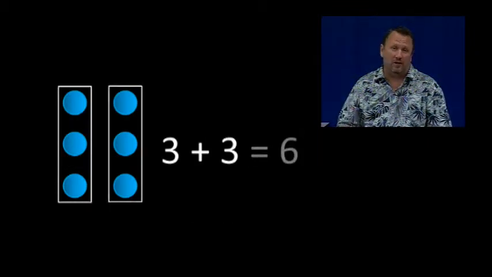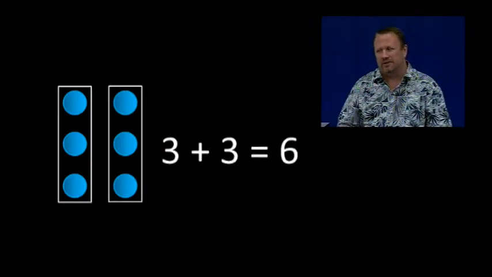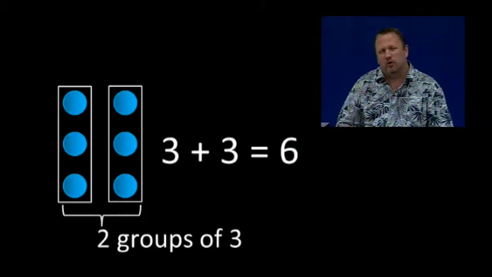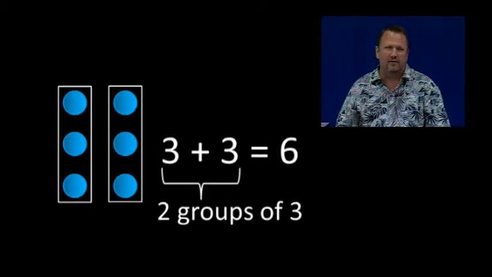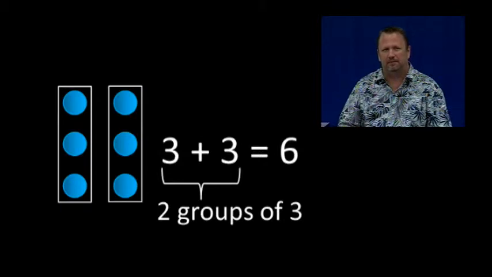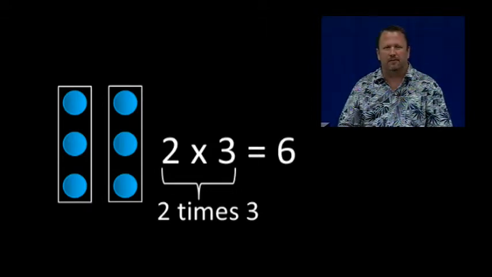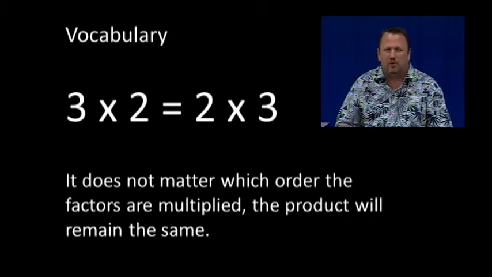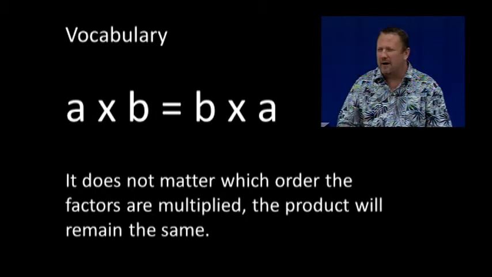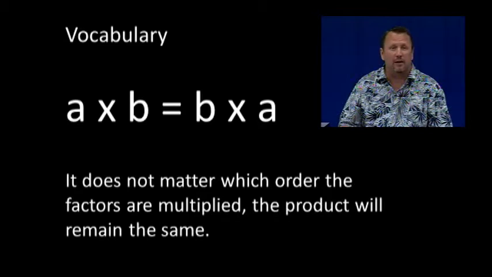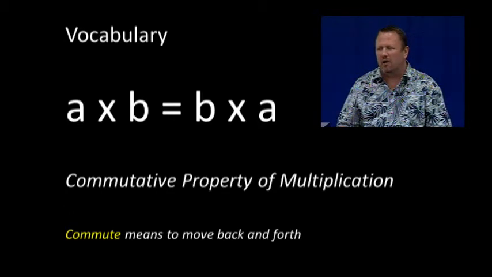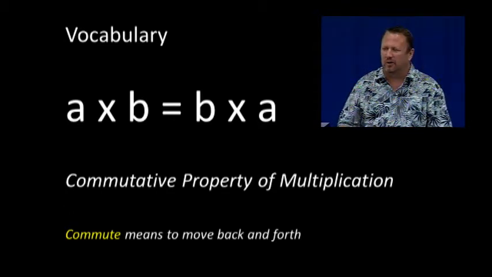3 plus 3 is equal to 6. Notice we have 2 groups of 3. And we can write that as 2 times 3 is equal to 6. So 3 times 2 is equal to 2 times 3. It does not matter which order the factors are multiplied, the product will remain the same. And this is called the commutative property of multiplication.